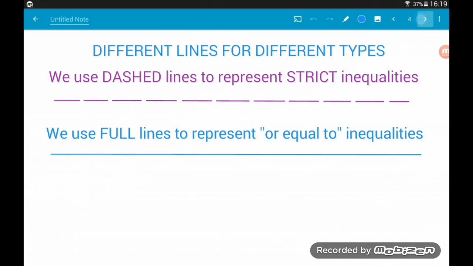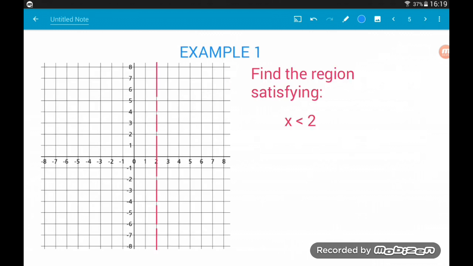So we've got 9 examples. Example 1, find the region satisfying x is less than 2. The first thing that we're going to do here is plot the line x is equal to 2, which I've already done here. It's this vertical line going up from x equals 2 and also going down. Now it's a strict inequality, so the line is dashed. And finally, we want to find the region where x is less than 2.